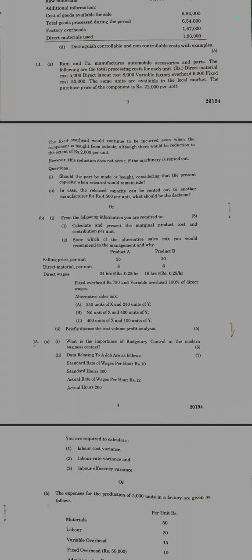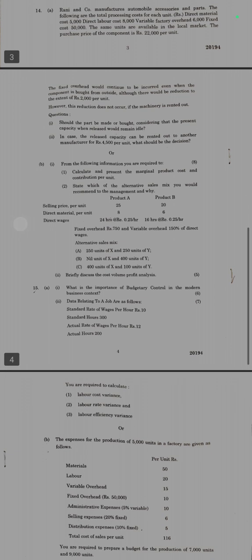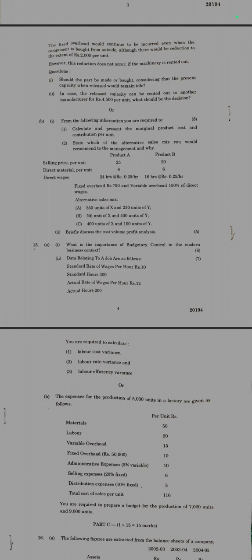From the following information, you are required to calculate and present the marginal product cost and contribution per unit. State which of the alternate sales mix you would recommend to the management and why. The fixed overhead and variable overhead of product A and product B are given. You have to find the break-even analysis. Alternatively, briefly discuss cost-volume-profit analysis. 15th question: what is the importance of budgetary control in the modern business context?